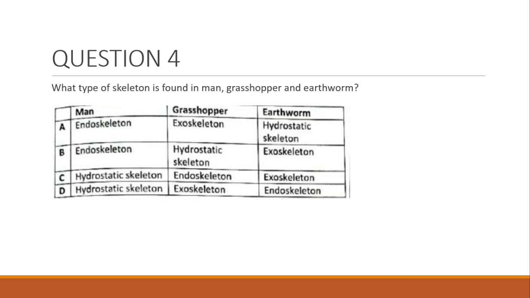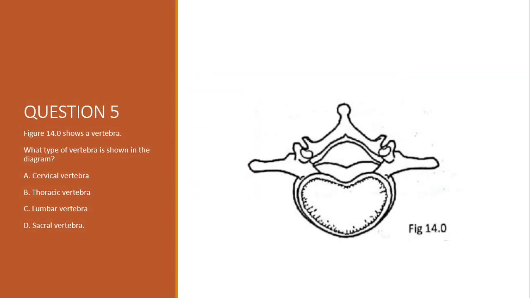Let us move on to question 5. Alright, figure 14 shows a vertebra. Okay, vertebra is the singular for vertebrae. These are spinal bones. So figure 14 shows a vertebra. What type of vertebra is shown in the diagram?